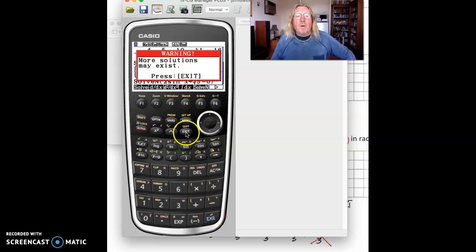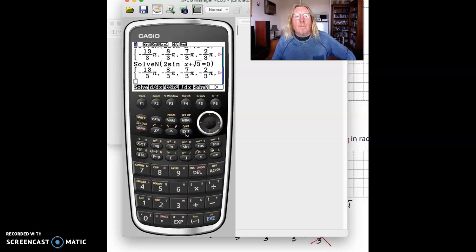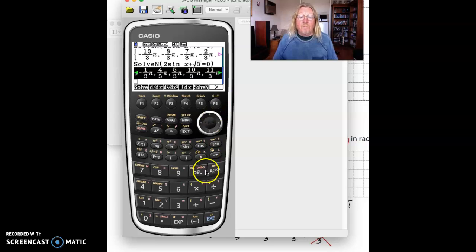Tells us there's more than one solution, that's right. And there they are there. Now to get them, you scroll back up over it, so you get that, and right before you scroll along, there's our solutions. 4 pi on 3, 5 pi on 3, 10 pi on 3, 11 pi on 3. Make sure your graphics calculator is in radians for this stuff. Okay, that's question 4.